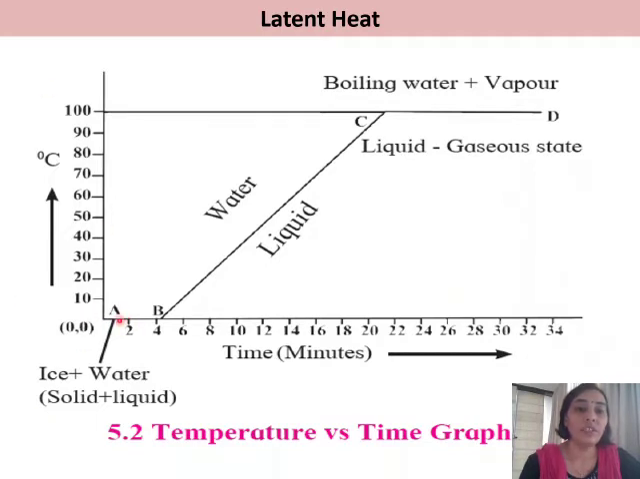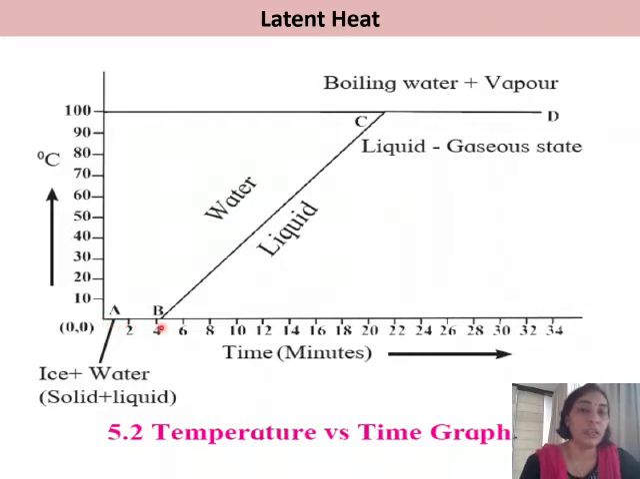Now what we find is that this line AB indicates the conversion of ice into water, that is, solid into liquid state. During this time, along line AB, we find that there is a mixture of ice and water, or solid plus liquid, but there is no rise in temperature. The temperature remains constant, that is, the temperature continues to be at 0 degrees Celsius, which is the melting point of ice.